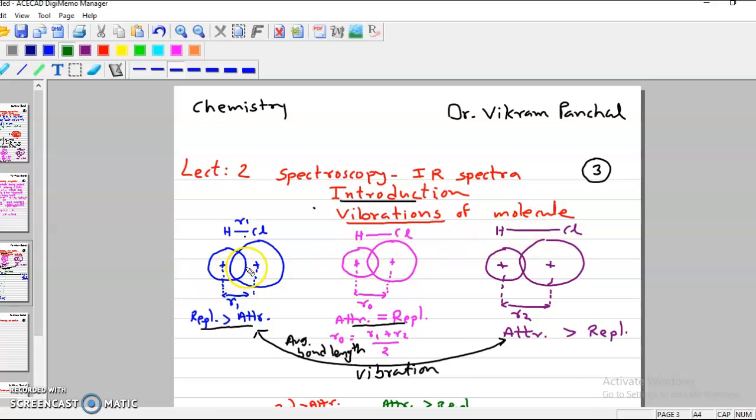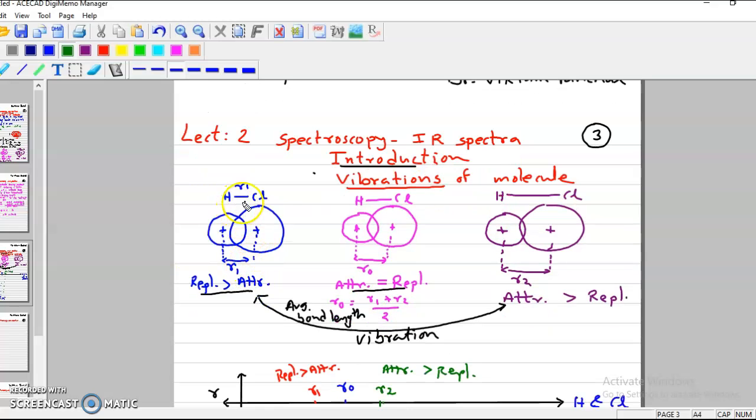In the first lecture I also explained that when two atoms like hydrogen and chlorine approach each other for bond formation from infinite distance, first of all they approach each other because of attraction. When they come closer, overlapping of atomic orbitals takes place according to valence bond theory. When these two atoms attract each other, they overlap their orbitals and they may reach this R1 distance where repulsion is greater than attraction and overlapping is much more.